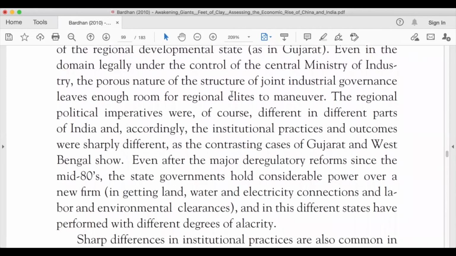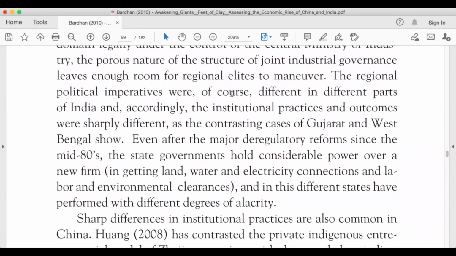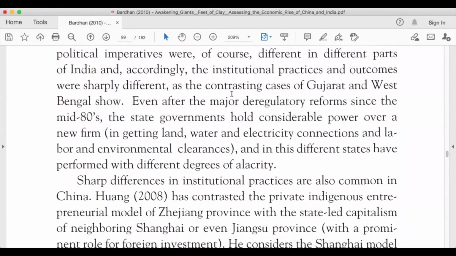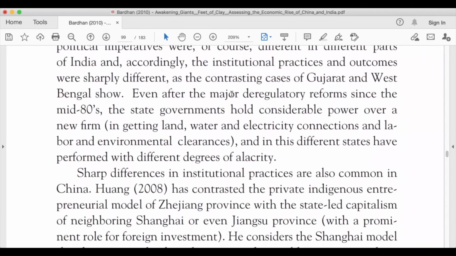The regional political imperatives were, of course, different in different parts of India, and accordingly, the institutional practices and outcomes were sharply different, as in the contrasting cases of Gujarat and West Bengal. Even after the major deregulatory reforms since the 1980s, state governments hold considerable power over a new firm in getting land, water, and electricity connections and labor and environmental clearances. And in this, different states have performed with different degrees of alacrity.